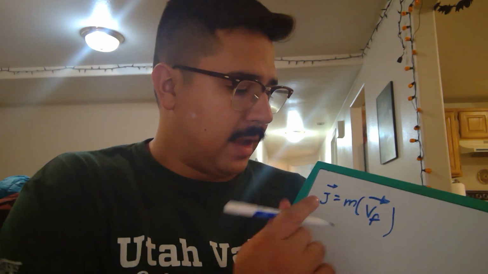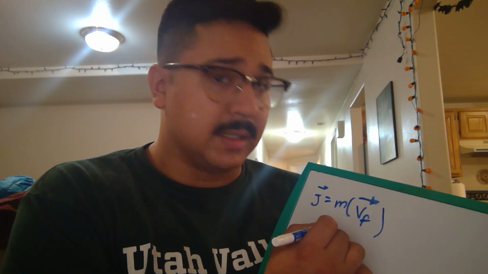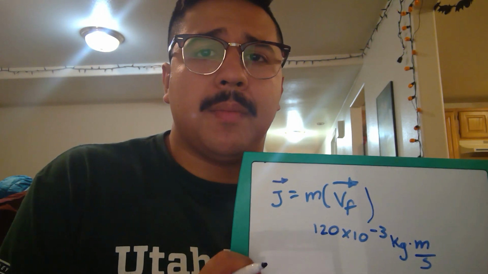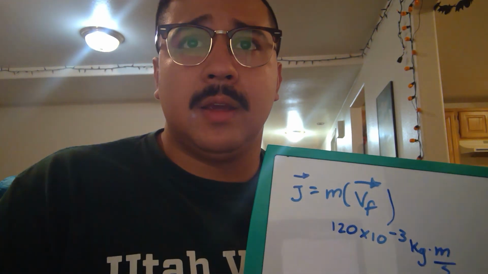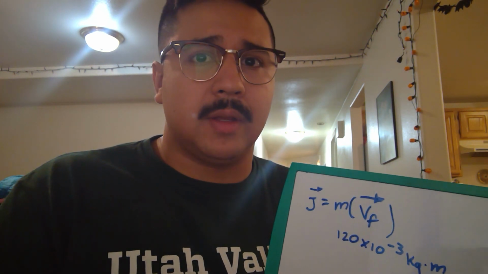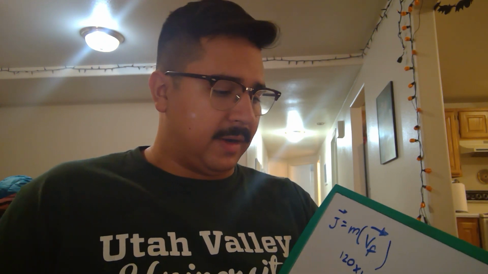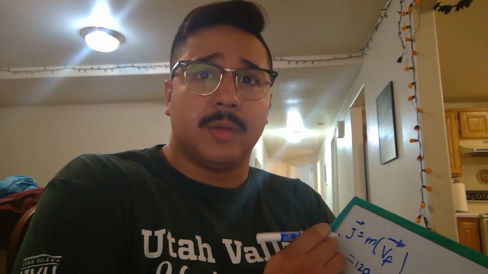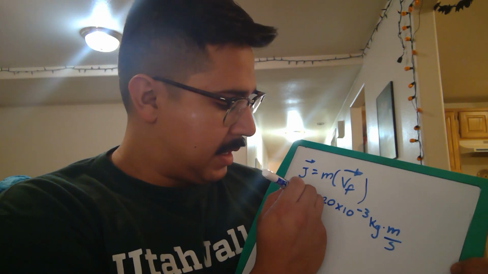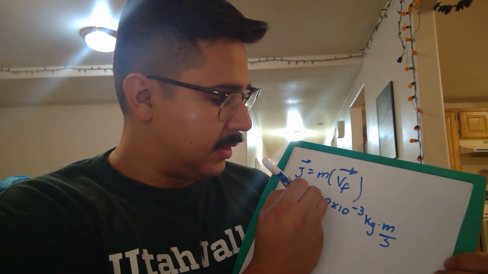So when we plug in our values, our mass is 120 times 10 to the negative third kilograms, and we multiply that by our final velocity. And the impulse, J, was given to us, so that's how we're going to find our final velocity. So this is equal to 3.5 kg times meters per second.